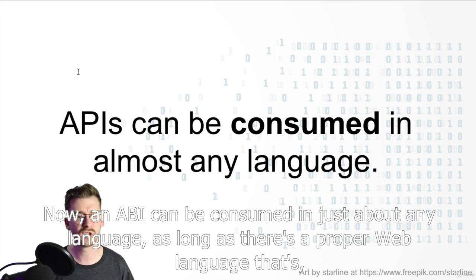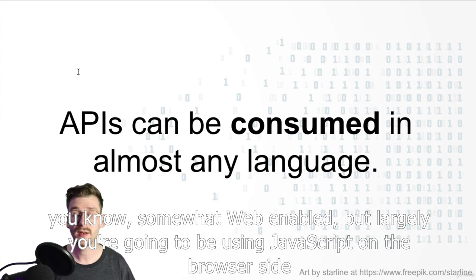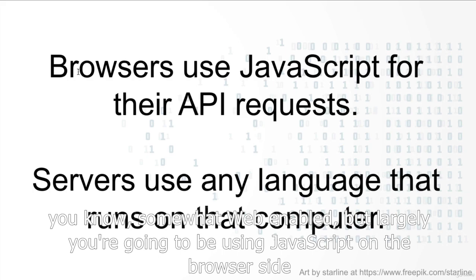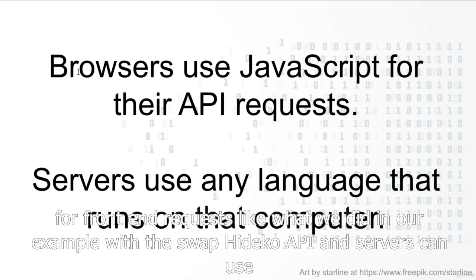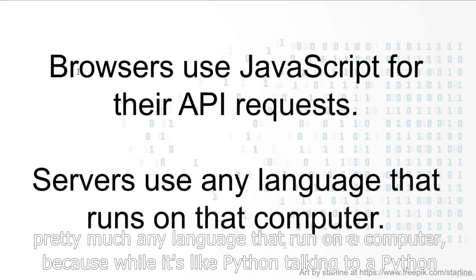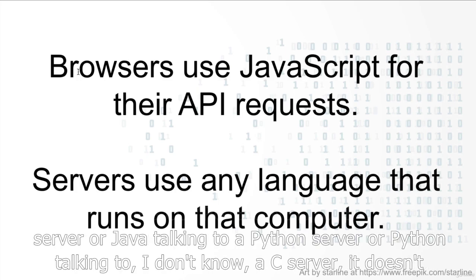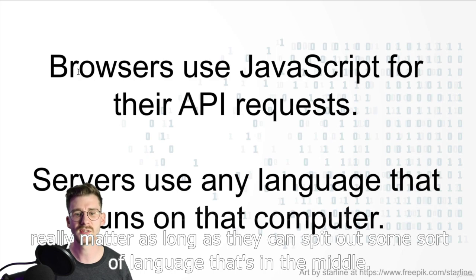Now an API can be consumed in just about any language, as long as it's somewhat web enabled. But largely you're going to be using JavaScript on the browser side for front-end requests, like what we did in our example with the swappy.co API. And servers can use pretty much any language that runs on a computer, like Python talking to a Python server, or Java talking to a Python server, or Python talking to, I don't know, a C server. It doesn't really matter as long as it can spit out some sort of language that's in the middle.